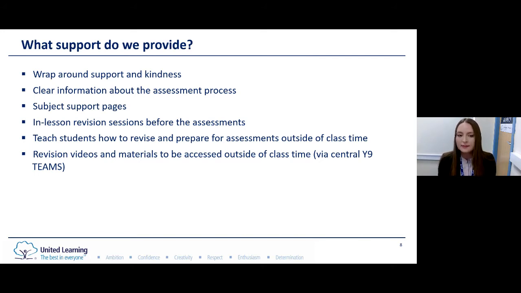To support this, we are providing revision videos and materials that they can access. So we're directing that suggested outside of class time revision. These videos have been made available today via Teams, via the Central Year 9 Teams in a really clearly marked folder. And subject teachers will be showing their pupils exactly how to access these revision videos as well.